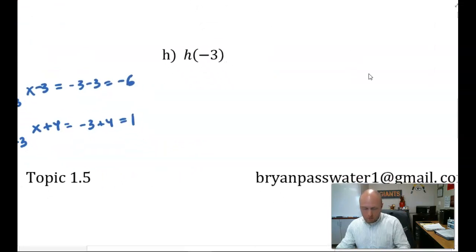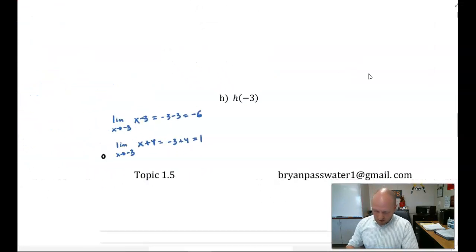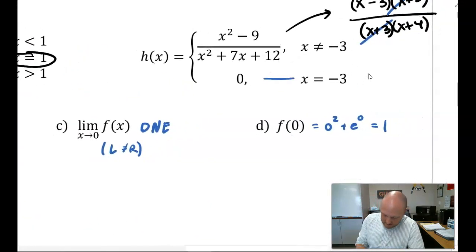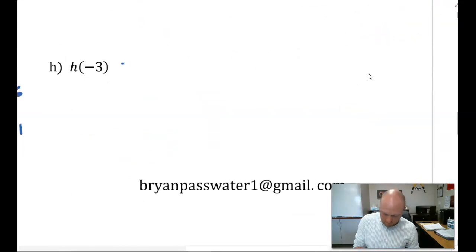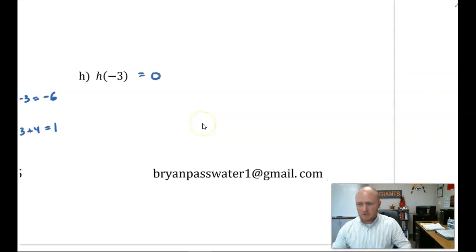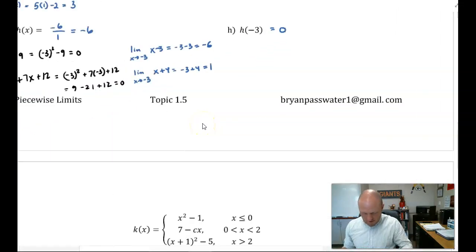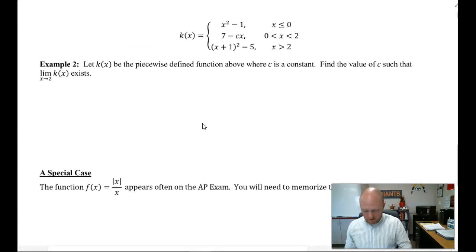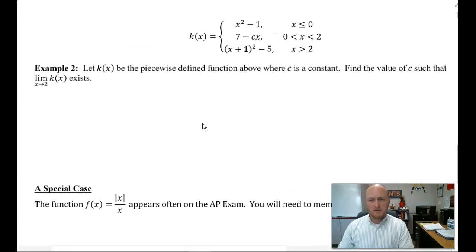Okay, and then they ask, what is h of negative 3? Well, the piecewise function at negative 3 defines it as 0. So our function value is 0. Okay, so let's go on and do some kind of abstract application with this idea that we have developed.